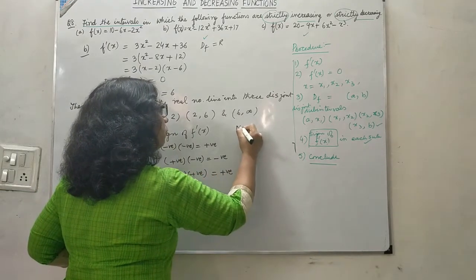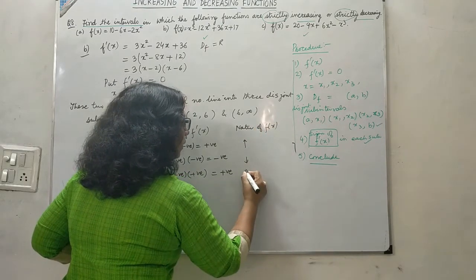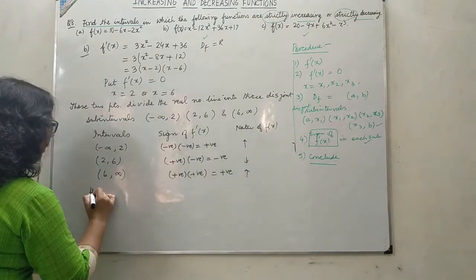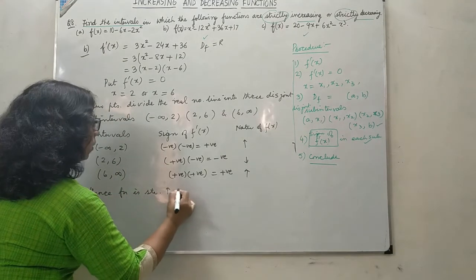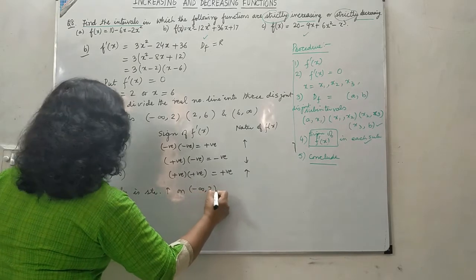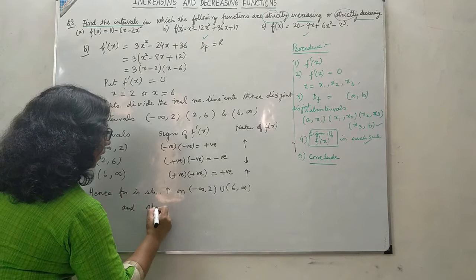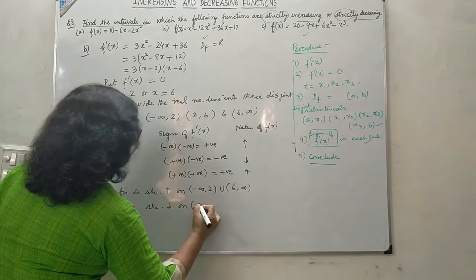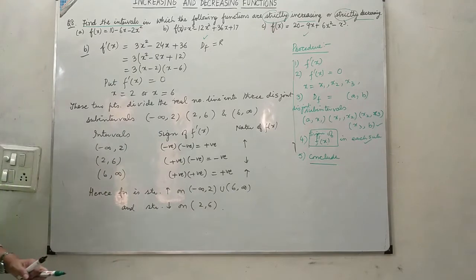So there the nature of the function will be increasing, then decreasing, and then increasing. And hence we can conclude that the function is strictly increasing on minus infinity to 2 union 6 to infinity, and strictly decreasing on 2 to 6. Now let us take one more question.